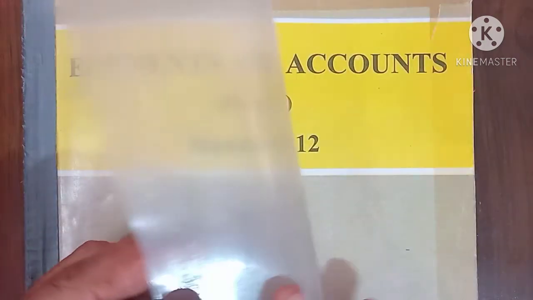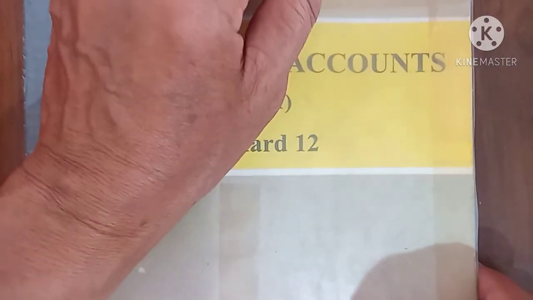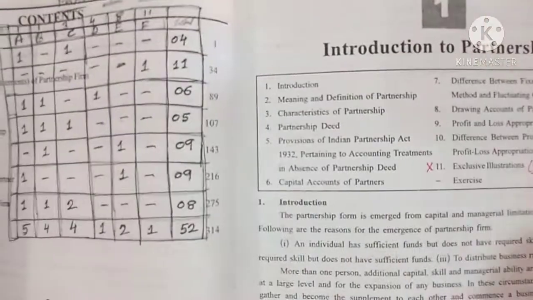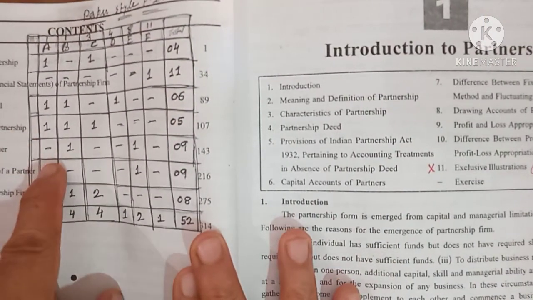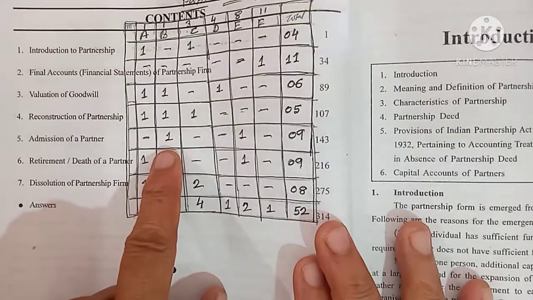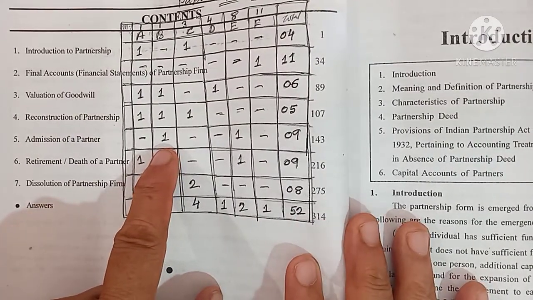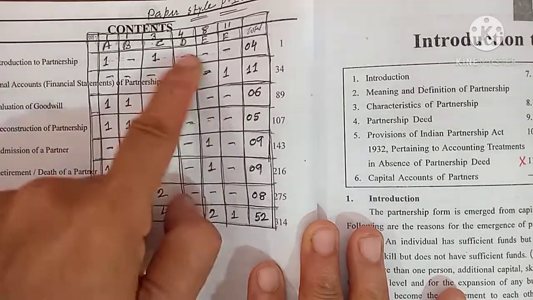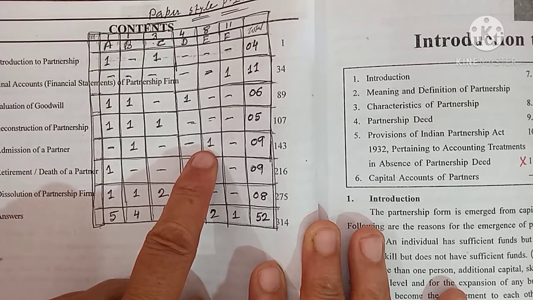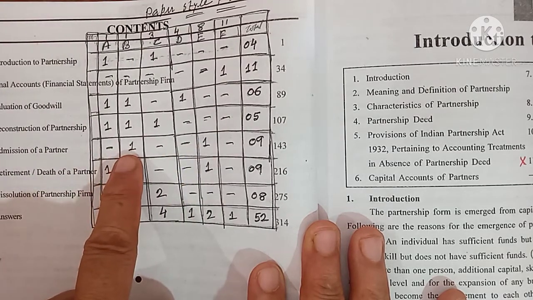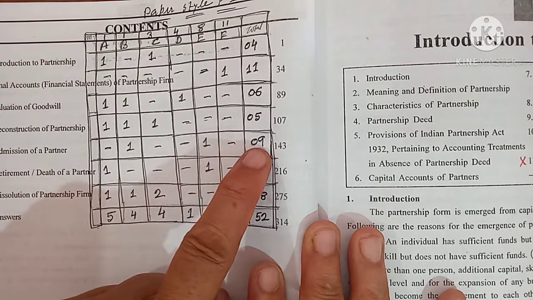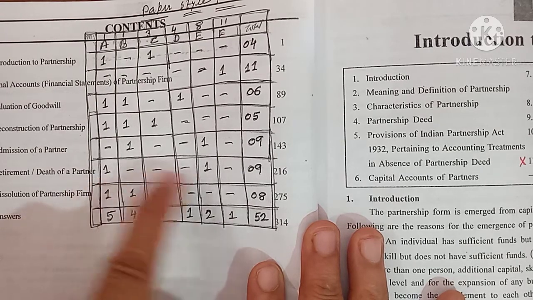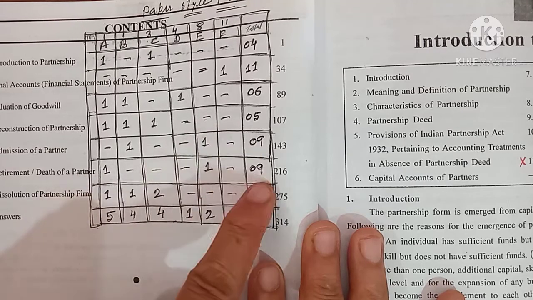Part 1, 5th chapter, has a total weightage of 9 marks. Out of these 9 marks, the 1 mark question is from section B, and you will get an 8 mark question, meaning one full practical sum. So 1 plus 8 is equal to 9. Similarly, for chapter 6, you will get 1 MCQ and one 8 mark question. They are also 9 marks.